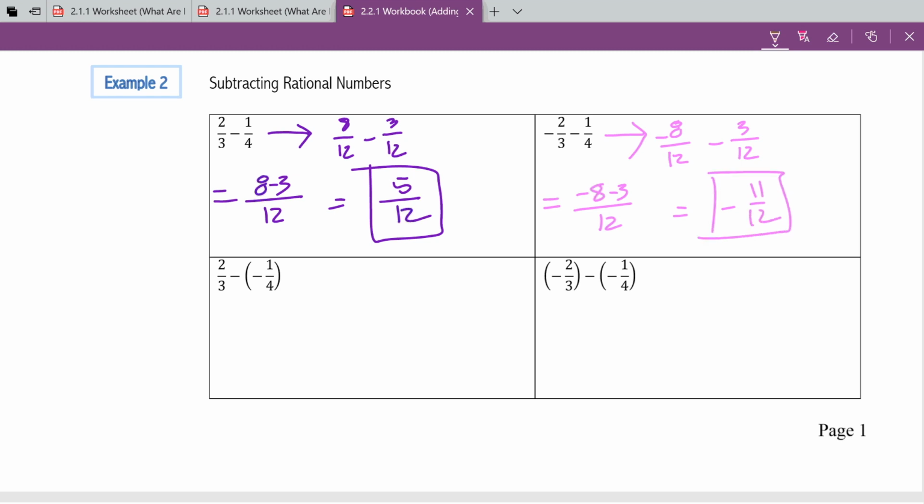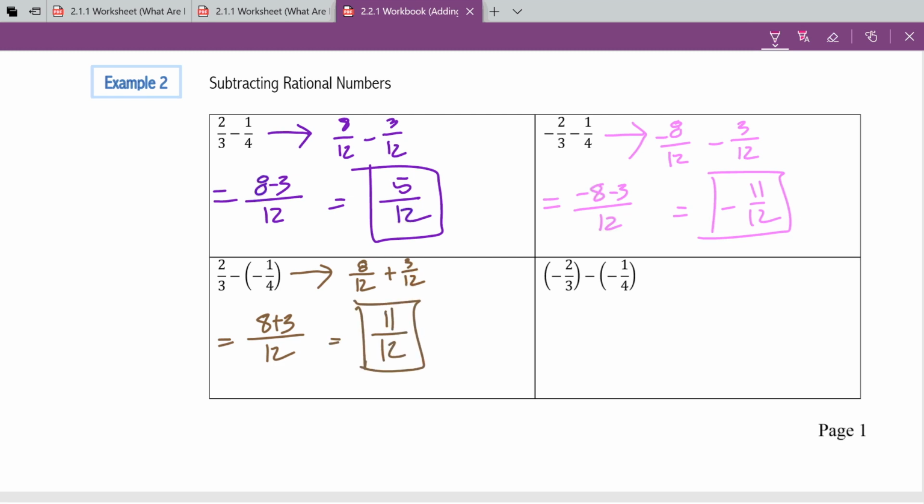And now let's subtract negative 1/4 from 2/3. Well, we start off the same way. 2/3 is the same as 8 over 12. Minus a negative number is the same as adding that number. And 1/4 is 3/12. And so now when we simplify that, we get 8 plus 3 all over 12, and that's going to be 11/12.